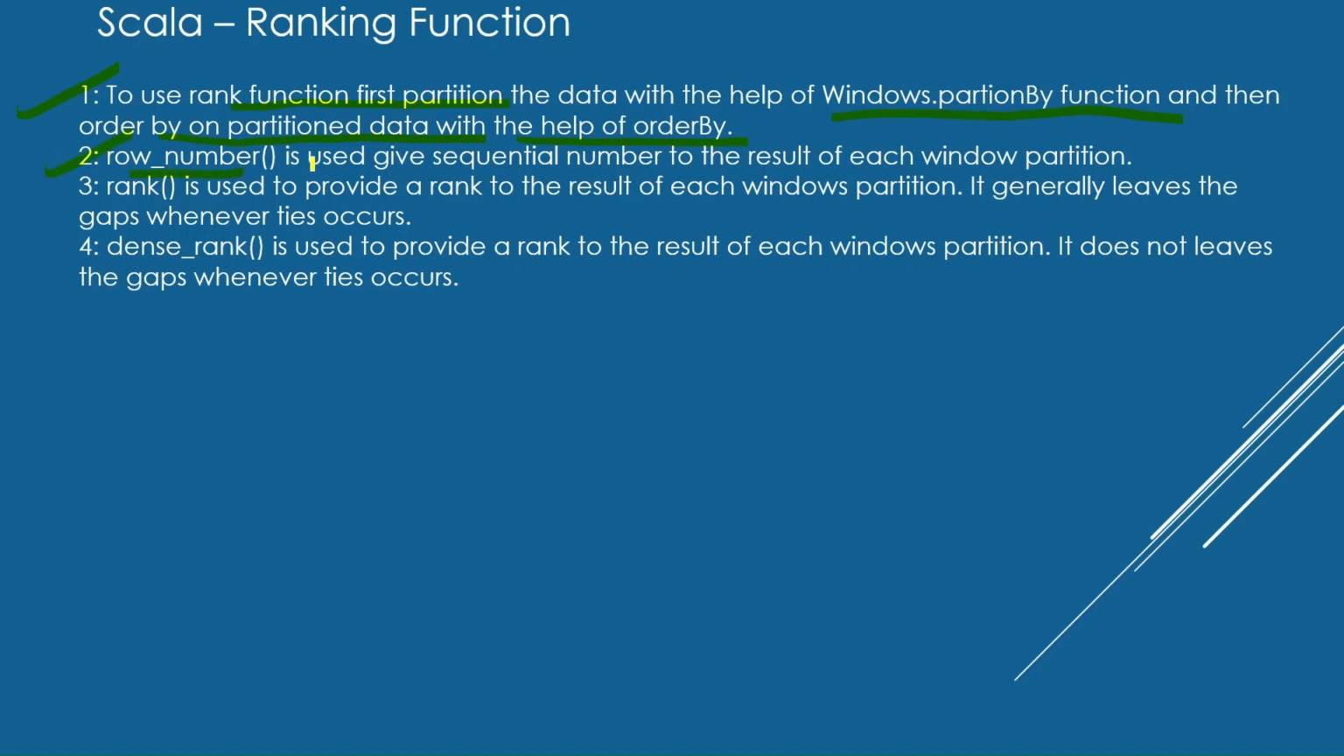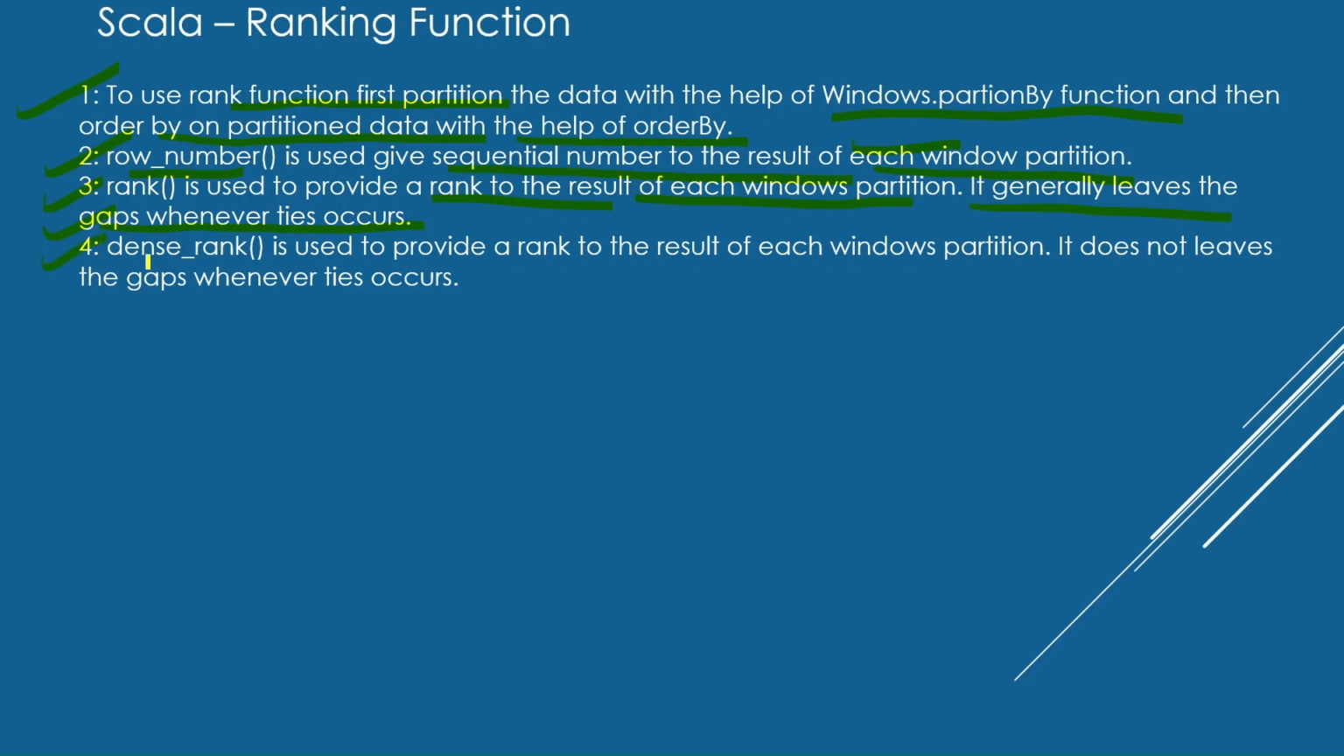One is row_number. Row number is used to give a sequential number to the result of each window partition. We will see what it means, each window partition. Another is the rank function. Rank function is used to provide a rank to the results of each window partition. It leaves gaps whenever ties occur. I will show you what it means that it leaves a gap whenever a tie occurs.